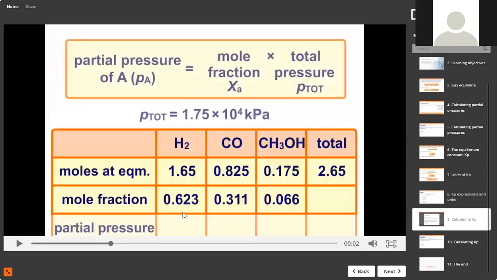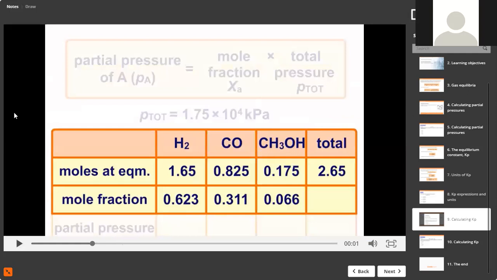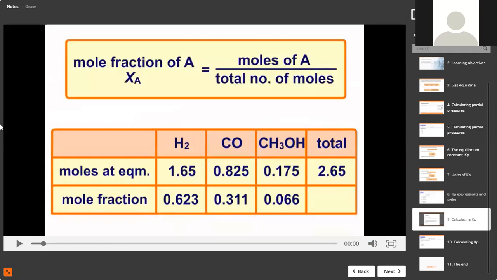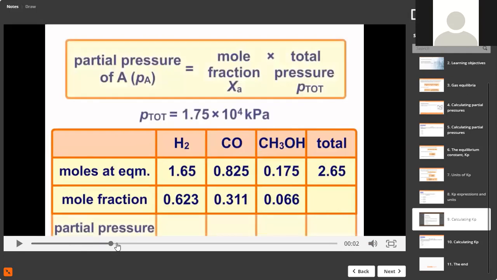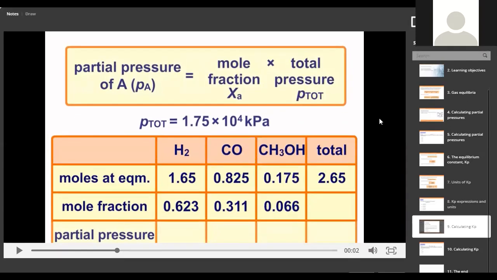So this is where we were at the end of the last step. In step 2, we've got our moles at equilibrium and our mole fraction. And then we're basically going to add on an extra little bit to our table, a partial pressure section. So a reminder of the partial pressure equation: partial pressure of species A, for example, PA, equals our mole fraction of that species multiplied by our total pressure. Our total pressure for this one is 1.75 times 10 to the power 4 kilopascals.